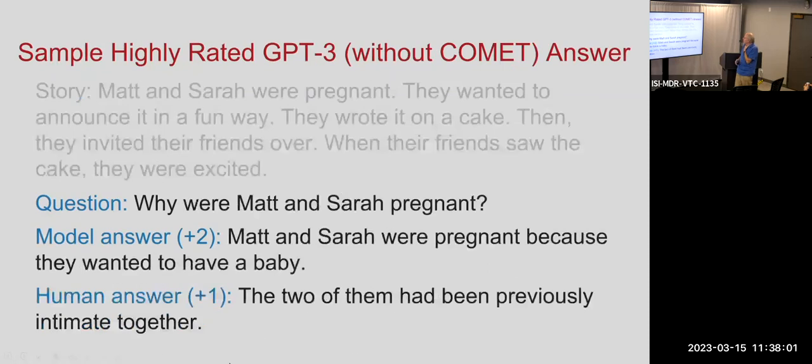So here's a sample highly rated answer without COMET. Same story. Why were Matt and Sarah pregnant? Model: Matt and Sarah were pregnant because they wanted to have a baby. Never says that in the story. That's without COMET. It's making that inference given its own common sense knowledge. Sort of cool. Human answer: the two of them had previously been intimate together.